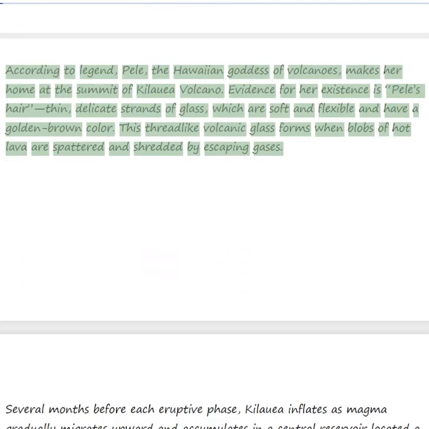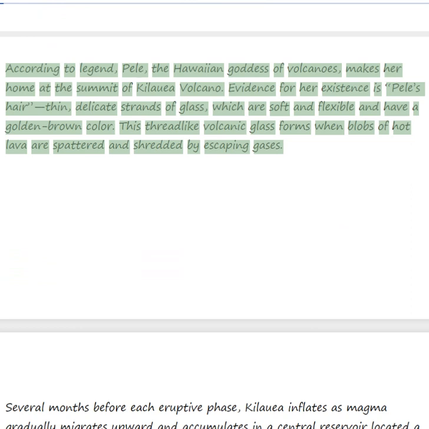Did you know? According to legend, Pele, the Hawaiian goddess of volcanoes, makes her home at the summit of Kilauea volcano. Evidence for her existence is Pele's hair, thin, delicate strands of glass, which are soft and flexible and have a golden brown color. This thread-like volcanic glass forms when blobs of hot lava are spattered and shredded by escaping gases.